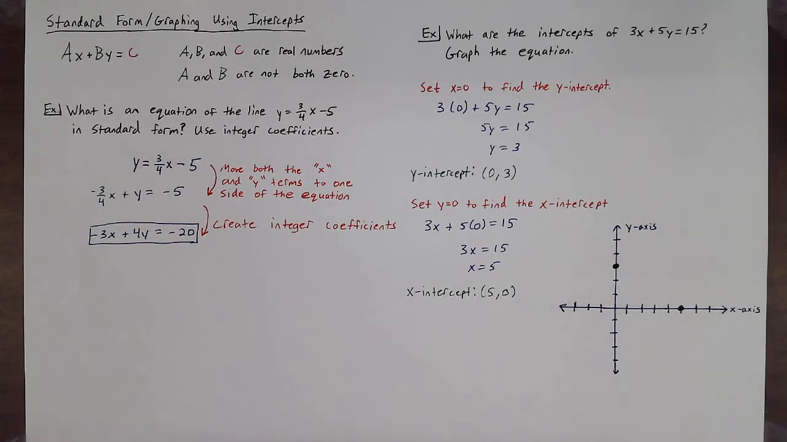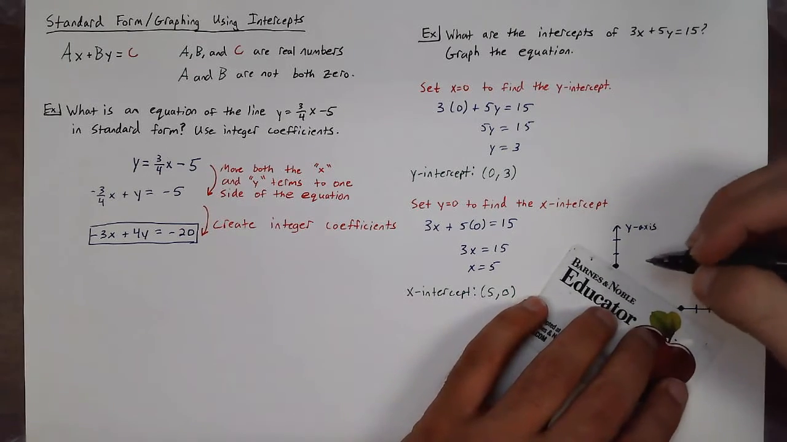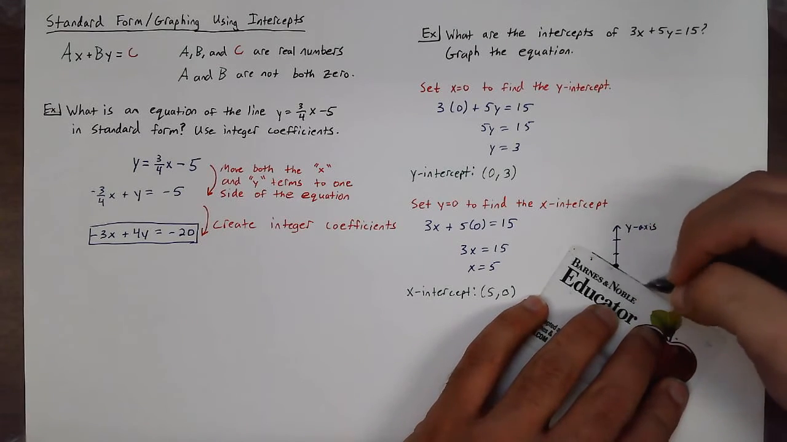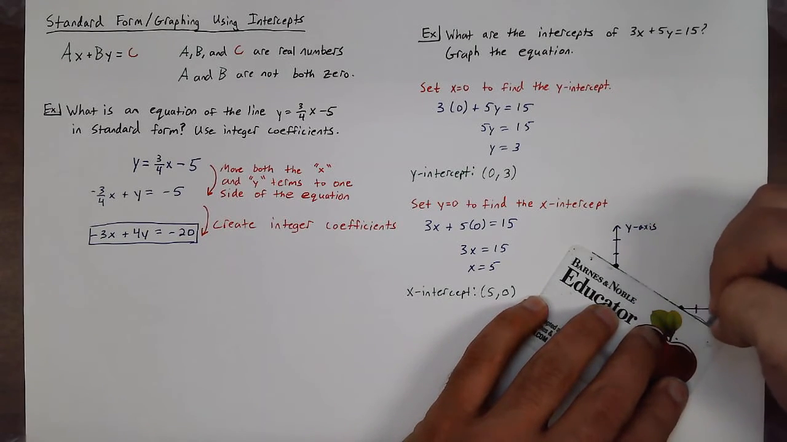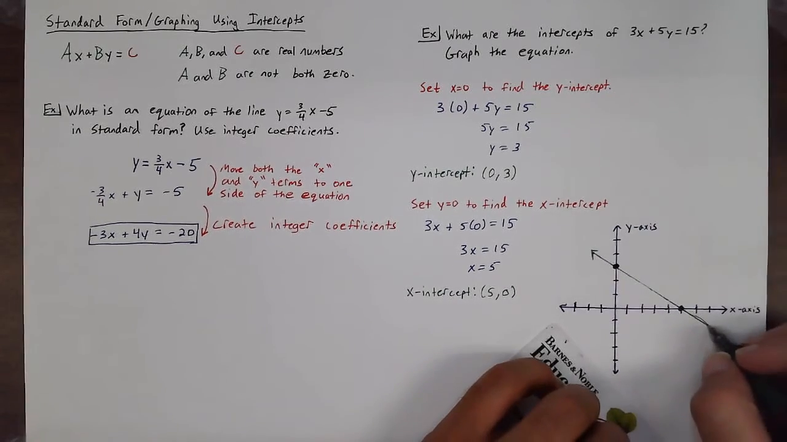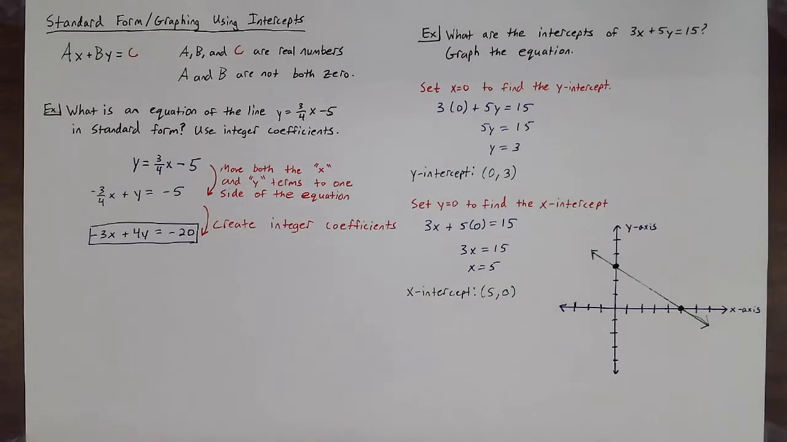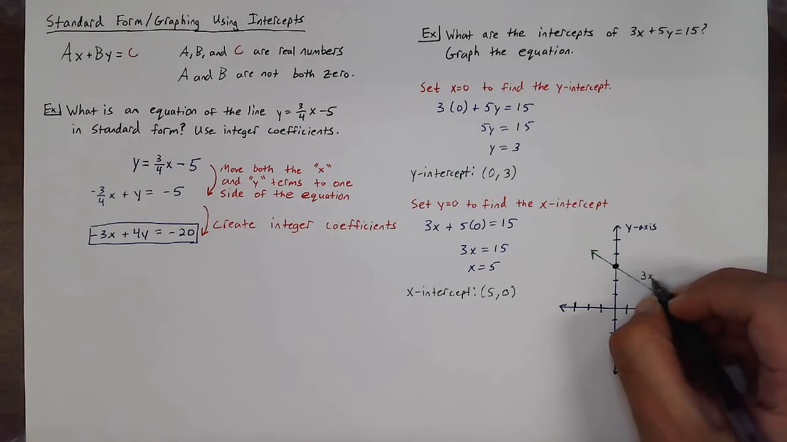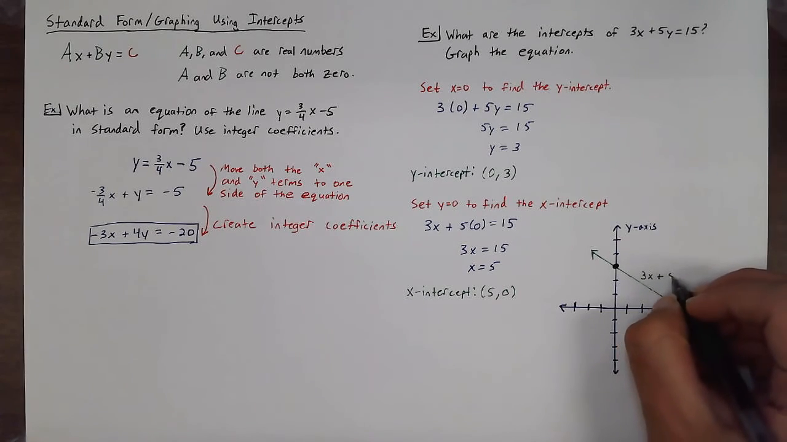And there's my x-intercept. And now that I have both of these points, I can use my straight edge and connect the 2 points to draw the graph. So instead of putting this in slope-intercept form, I kept it in standard form and just used the intercepts to find my 2 points. And again, good practice, define the line you just graphed. So 3x plus 5y is equal to 15.